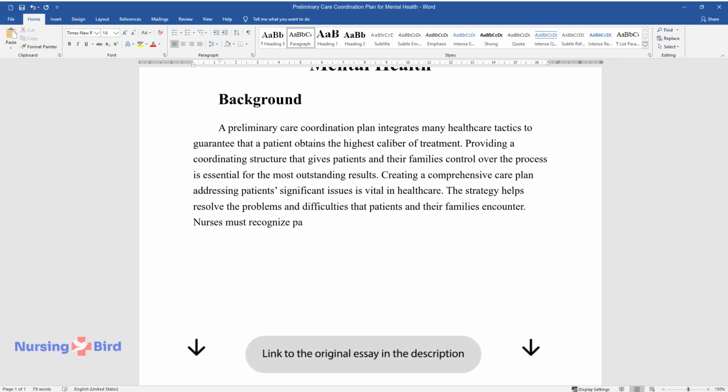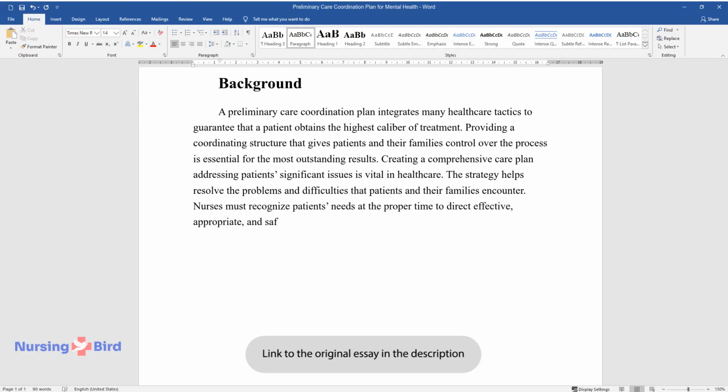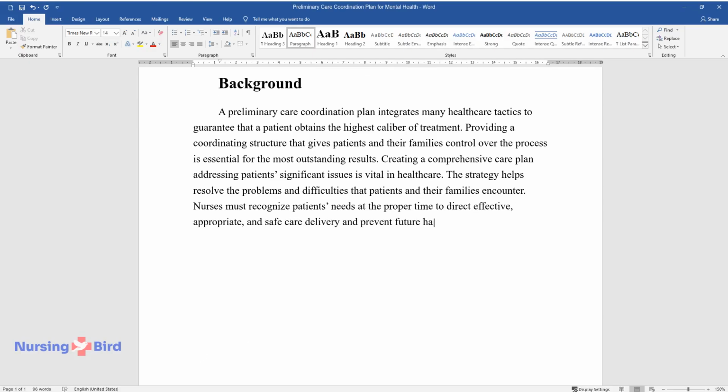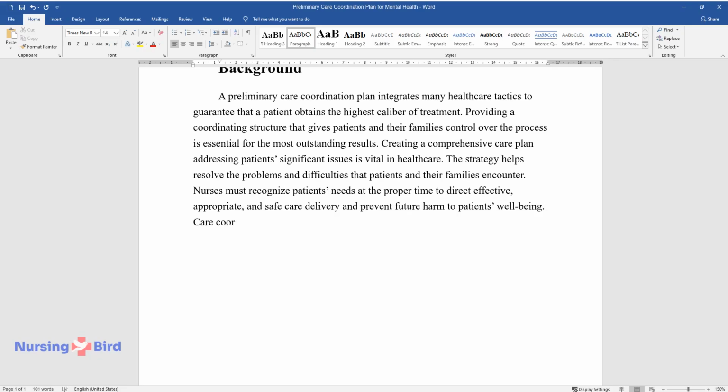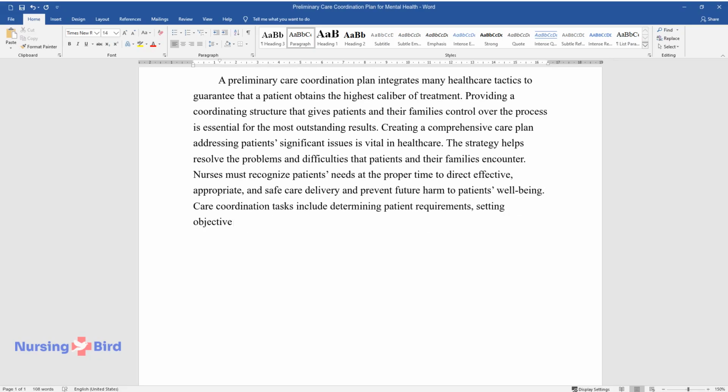Nurses must recognize patients' needs at the proper time to direct effective, appropriate, and safe care delivery and prevent future harm to patients' well-being. Care coordination tasks include determining patient requirements, setting objectives, locating community resources to solve the health issue, and assisting with care transfer.